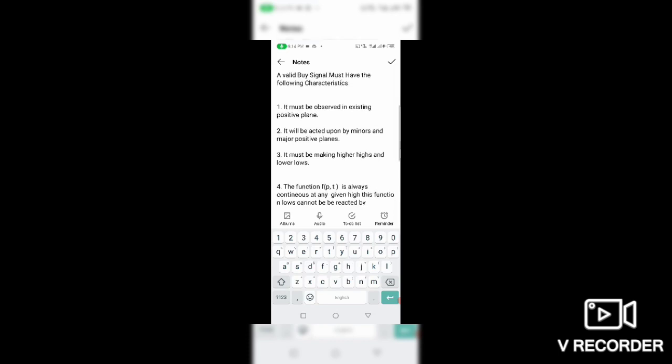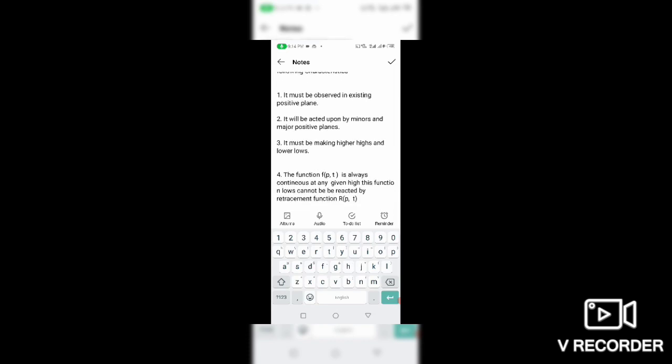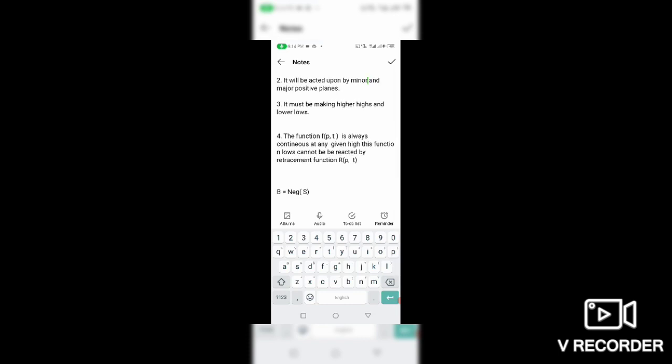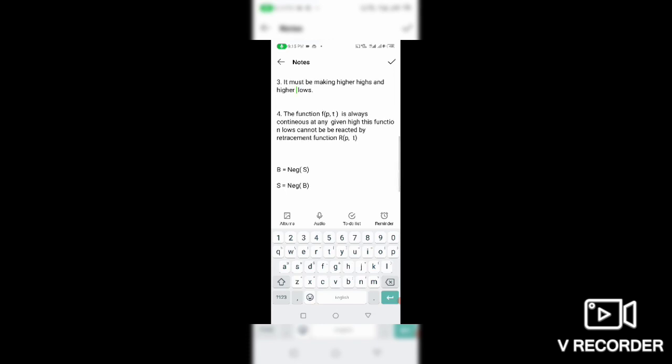Number one, it must be observed in an existing positive plane. It will be acted upon by minors and majors. Let's put this minor and major positive plane. It must be making higher highs and higher lows for a buy signal. The function f of p, t is always continuous at any given high.